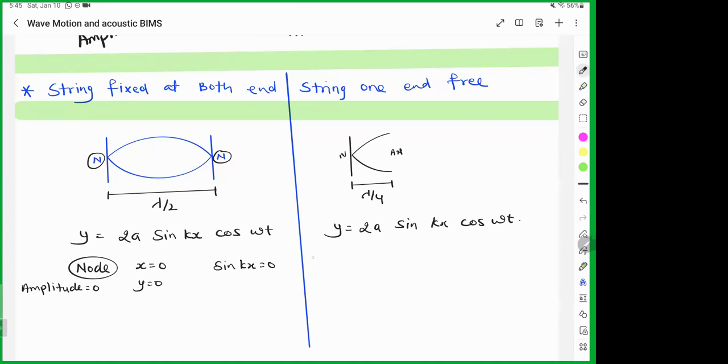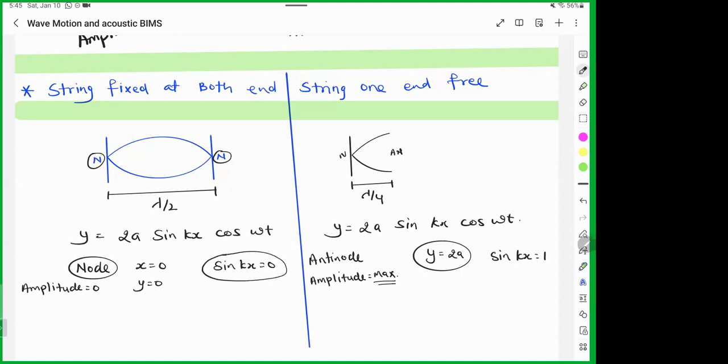Everything 0. But in case of antinode, you know your amplitude is maximum. How is that maximum? y will be equal to 2a. How is that possible? When your sin kx value is equal to 1. Remember, here it was 0, here 1. That is the difference. Why? Because at any node, by definition, amplitude is 0, and at any antinode, by definition, amplitude is maximum. Okay.